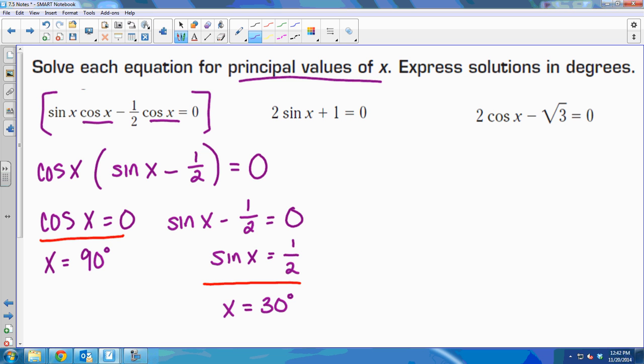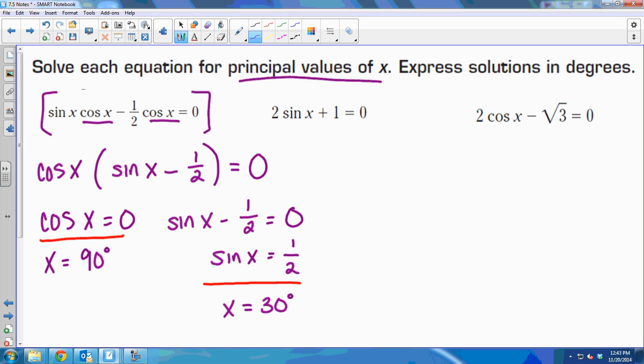You have to distinguish which one was cosine and which one was sine. No, because they both would work. If you put them into this equation, they would both equal 0.